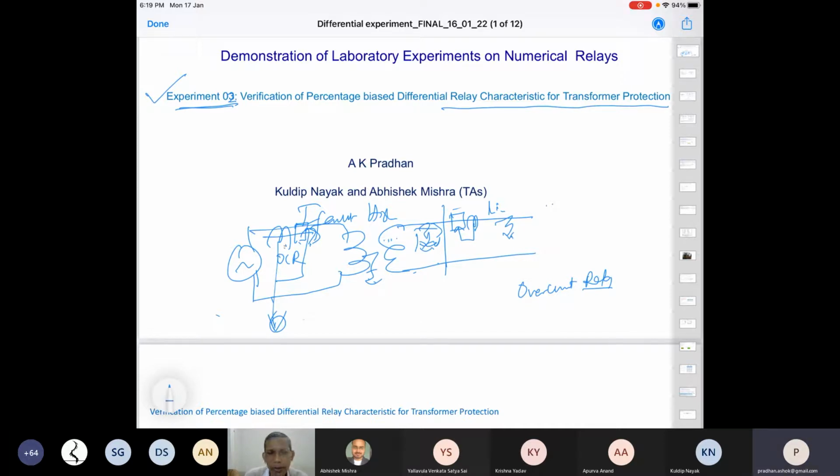This relay will find difficulty to discriminate whether the fault is here or here. This relay will find difficulty. So there are reasons like that. Therefore, the overcurrent relay also finds limitation.